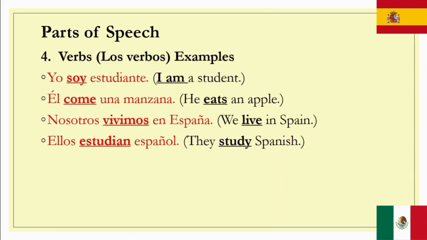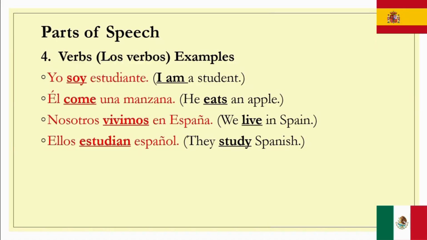Let's see other examples here. I am a student. Yo soy estudiante. So I am, that's first person. That's why the conjugation must also be a first person singular. And this is ser. This is the infinitive that we must use here. And its first person singular conjugation, present, is soy. That's why it ends up to be yo soy estudiante.